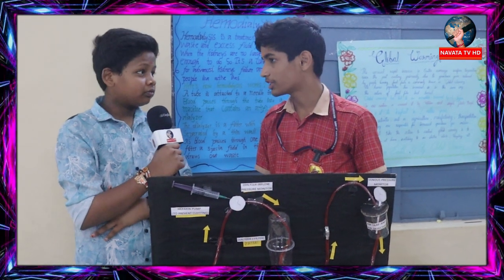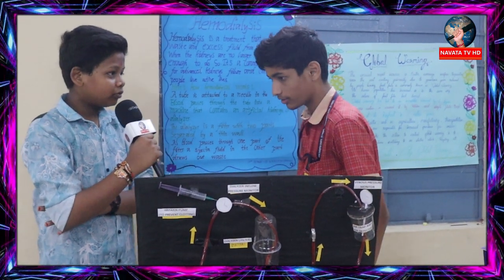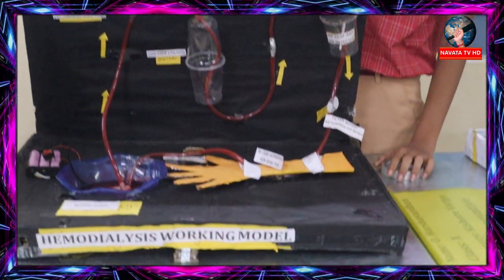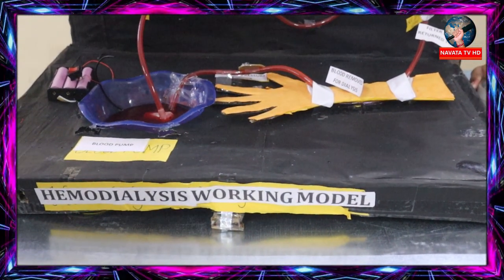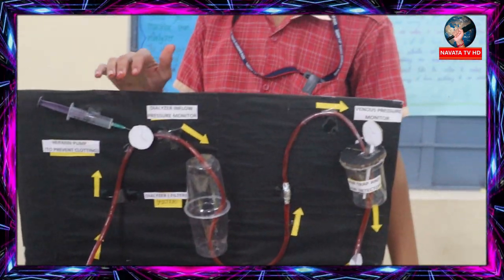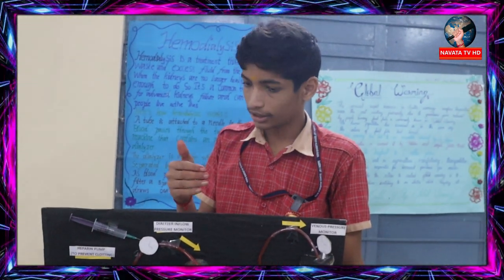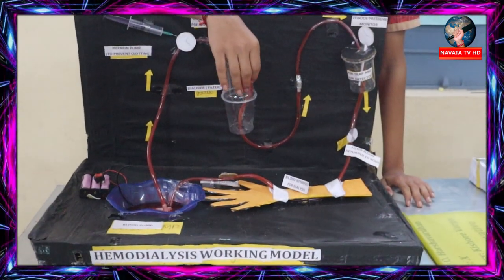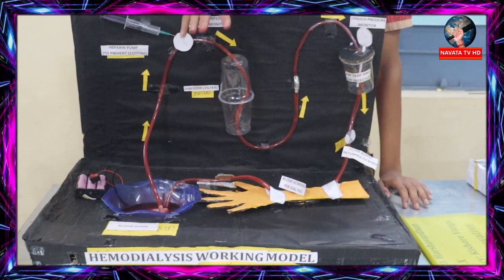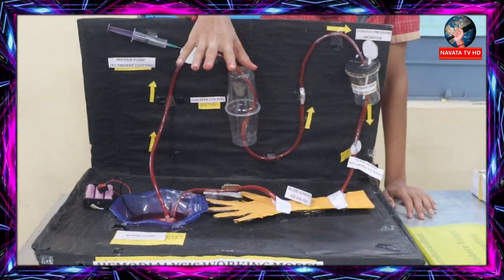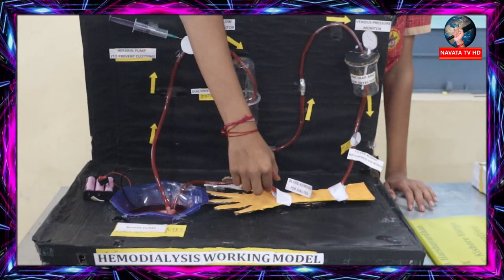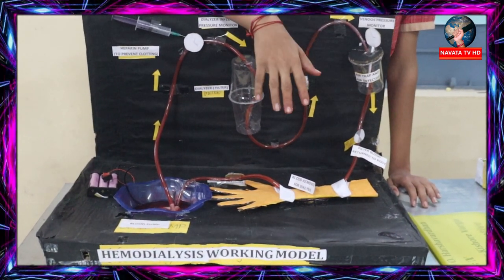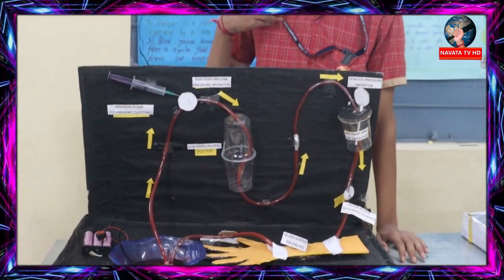Hi. What is your name? Harshavardhan. What is your project? Hemodialysis. So tell me about this. This is hemodialysis. This is a treatment that filters blood and removes waste blood from the hand, and when our kidneys have failed, this dialyzer will work as a kidney. This is the waste blood pipe. This removes waste blood from the body. This gives new blood to the body.